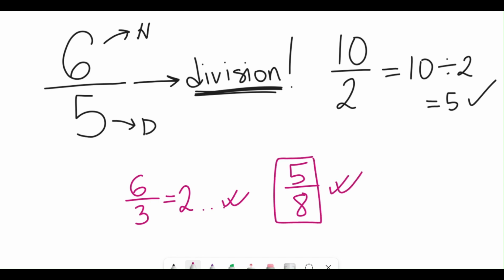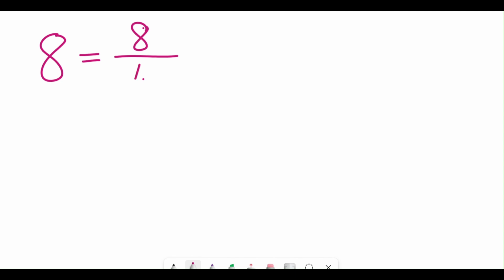We leave it as 5 over 8. So what's important? Fraction line represents division. All right. What if I tell you, how do I write number 8 as a fraction? Oh, what over what will give me 8? Can we divide 8 by 1? What is 8 divided by 1?